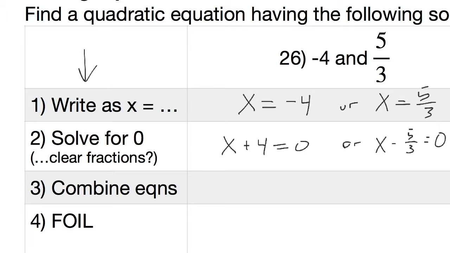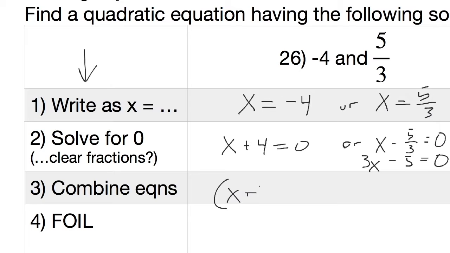Normally we start out with this, and we subtract 4, and we say that we get two answers. Normally we have this going in this direction, but we're working our way backwards to come up with one unified equation. I'm going to clear this fraction. I'm going to multiply all the terms on both sides by 3, just because I can. And we get 3x minus 5 is equal to 0 times 3, which is 0. Great. Now we're going to combine the two equations together.